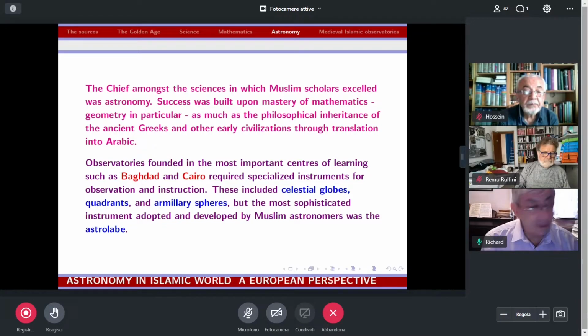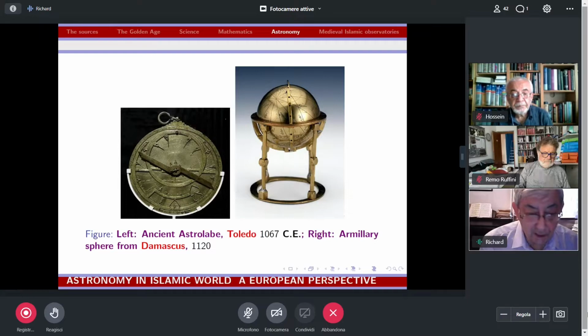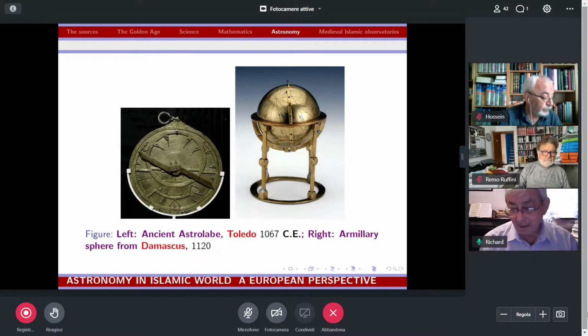These instruments invented then included celestial globes, quadrants, sextants, armillary spheres. And of course, the most sophisticated of all was the astrolabe. Here there is an astrolabium from Toledo, 11th century, and right, an armillary sphere from Damascus of the 12th century. You see how sophisticated they were. And the astrolabium was, in a sense, an analogue computer. You could compute things and positions, and on the other side, you had an alidade that you could see the celestial objects with.